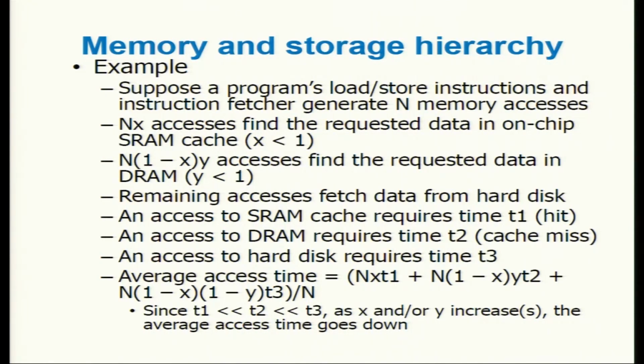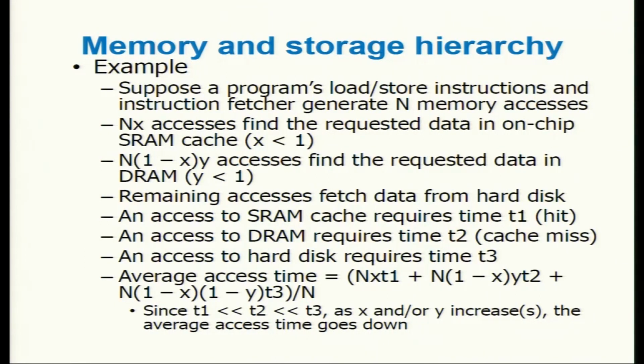An access to DRAM requires time T2. That's the cache miss. And an access to hard disk requires time T3. That's called a page fault. That is, whatever you're looking for in DRAM is not there in DRAM. So you can compute the average access time per data item, and that will turn out to be: nx T1 plus n times (1 minus x) y T2 plus T3, divided by n.